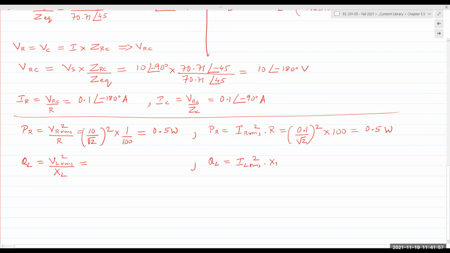ILRMS square times XL. ILRMS would be 0.1414 divided by root 2, the whole square, into 100. And I get 1 volt ampere reactive, 1 VAR. QC is the same.